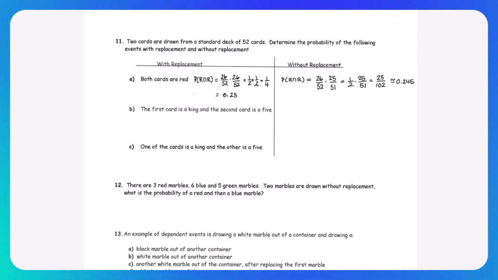Not much difference, but those numbers are big. Notice it went from 26 over 52 to 25 over 51. So it's not really going to change the probability that much. Let's look at the next one.